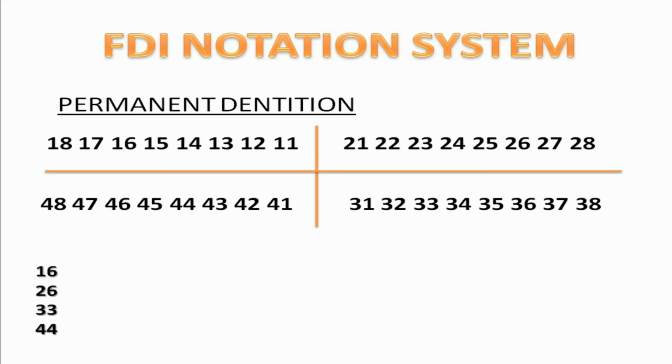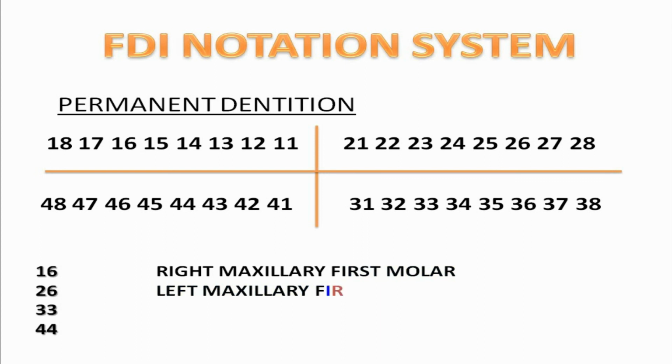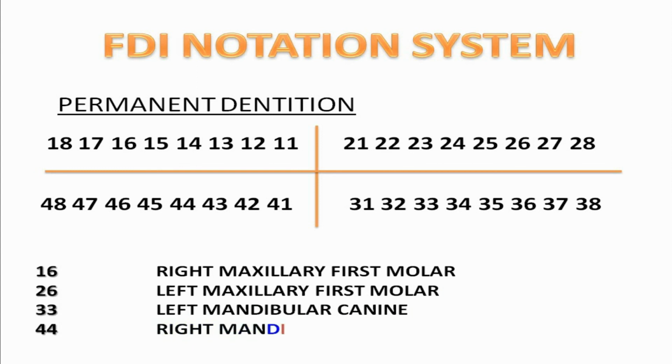So now we will move towards the examples. These examples are not read as sixteen, twenty-six, thirty-three and forty-four. Instead, they are read as one-six, two-six, three-three and four-four. So what do you mean by 16? 1 means first quadrant, 6 means sixth tooth: right maxillary first molar. What is 26? Left maxillary first molar. What is 33? Left mandibular canine. What is 44? It's nothing but right mandibular first premolar.